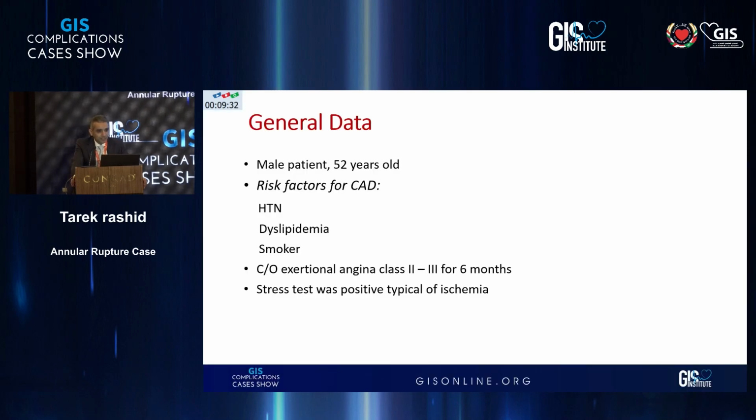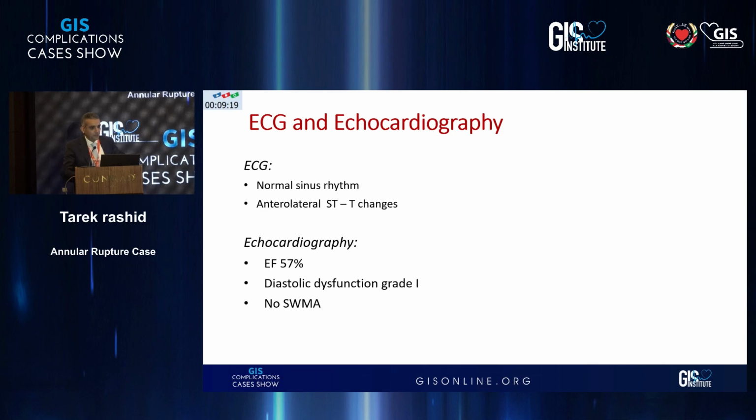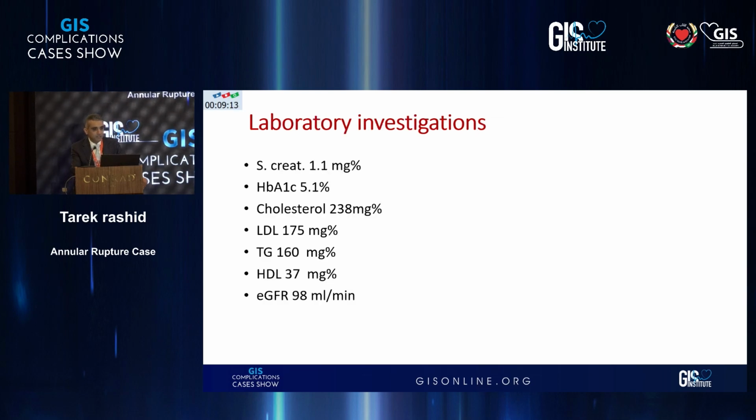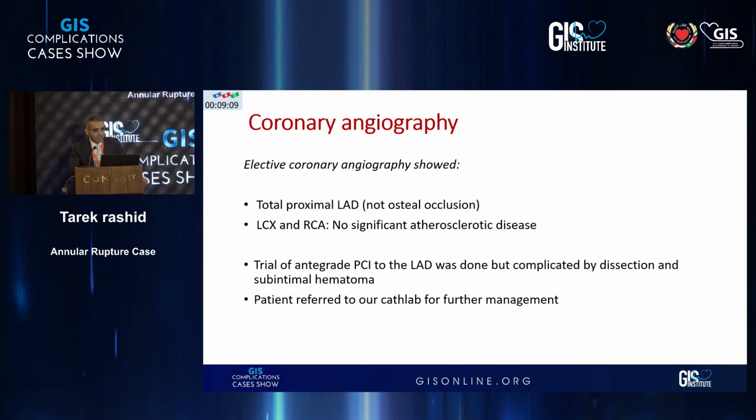I will go through my case. He is a male patient, 52 years old. He's hypertensive, dyslipidemic, and smoker. He's a non-diabetic patient, complaining of exertional angina, almost class 3 for 6 months, and the stress test was positive and typical of ischemia. His ECG and echo were normal, with no segmental wall motion abnormalities. Lab investigations only showed an uncontrolled dyslipidemia.